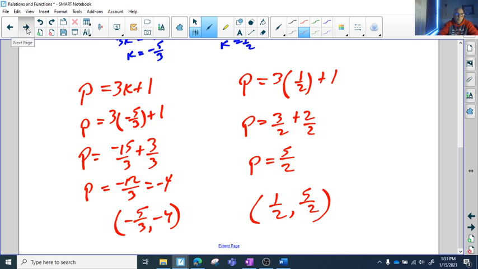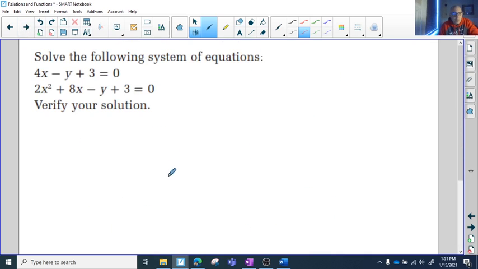Okay, so let's look at a few more examples. So here's a system, linear quadratic. Let's take the linear one and rearrange it. So I'm going to just simply move my y to the other side. And now I'm going to substitute this into the other equation.